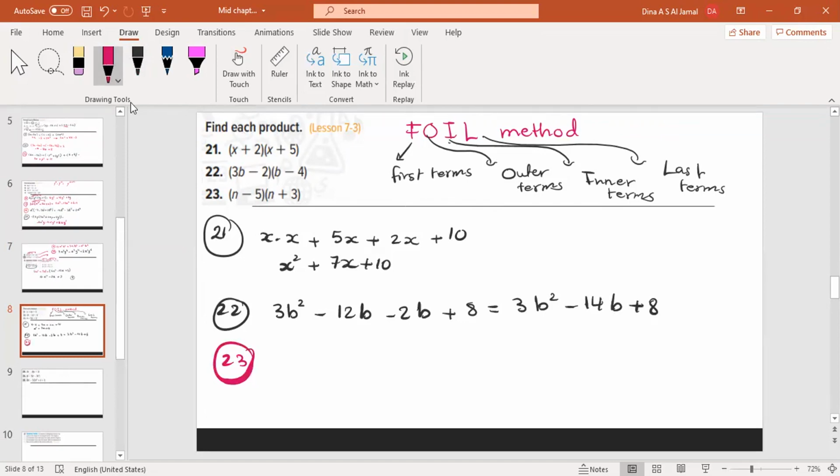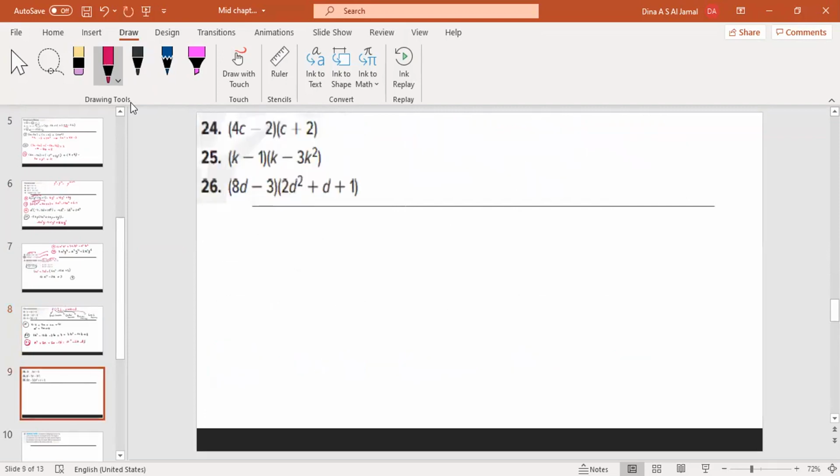So in question 23, it's having the same idea, FOIL method. So n squared plus 3n, that's the outer, minus 5n, that's the inner, minus 15, and that's the last terms. Let's simplify: n squared minus 2n minus 15. Now, let's go to question 24.